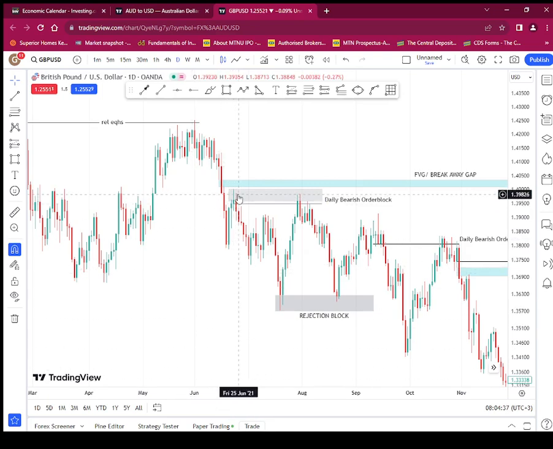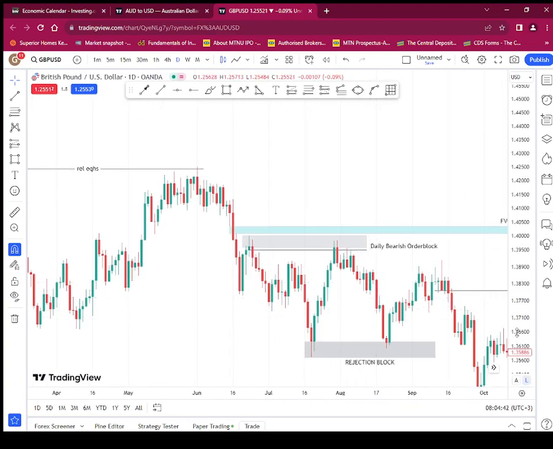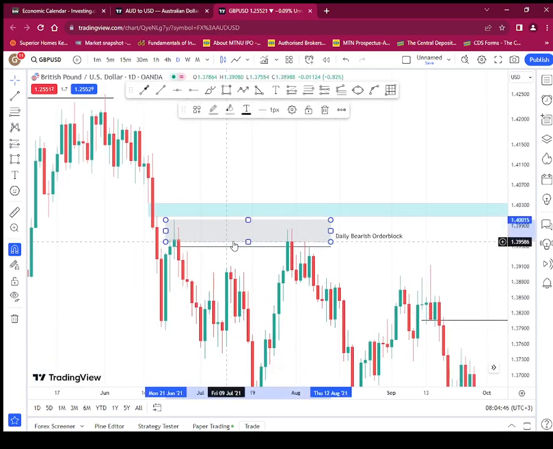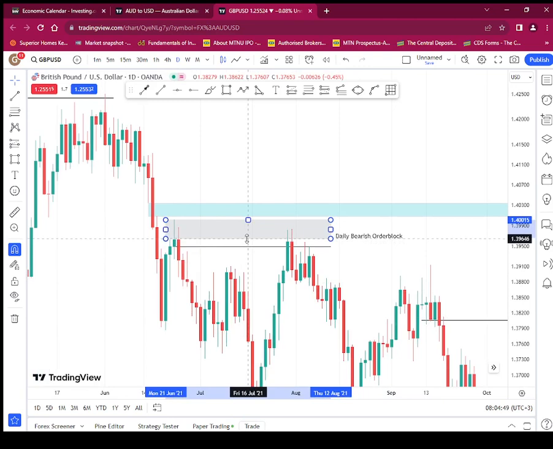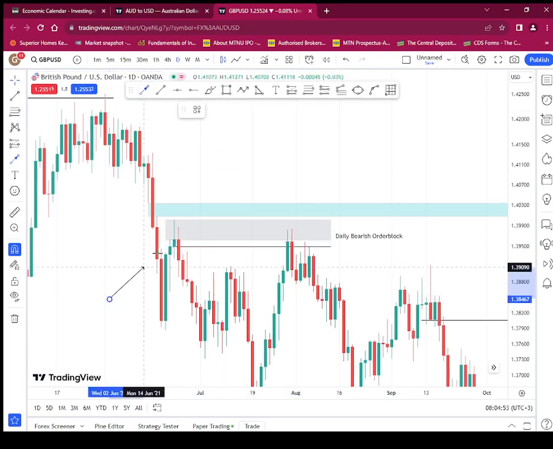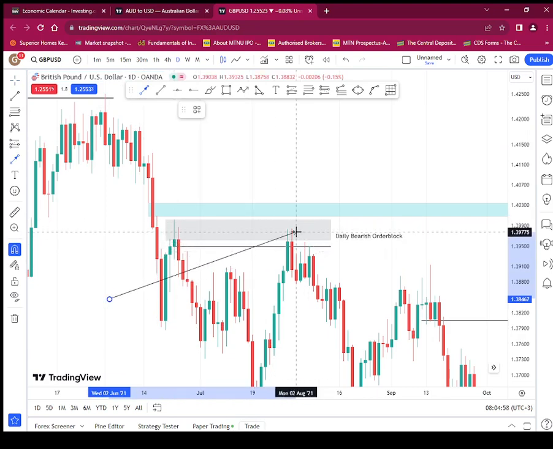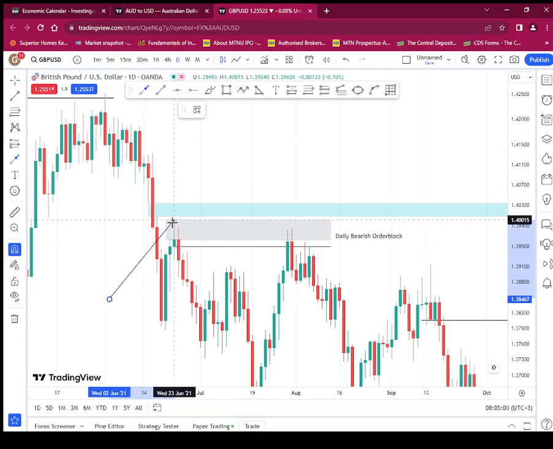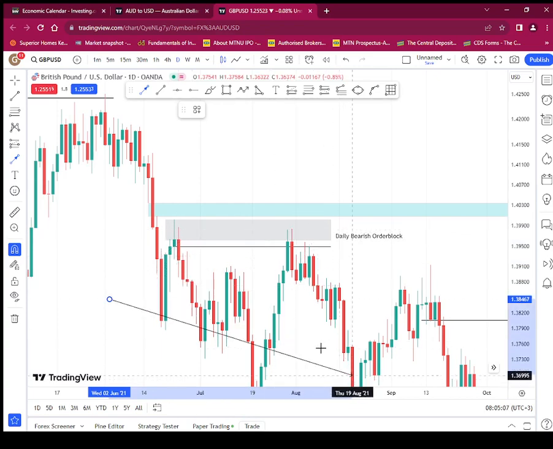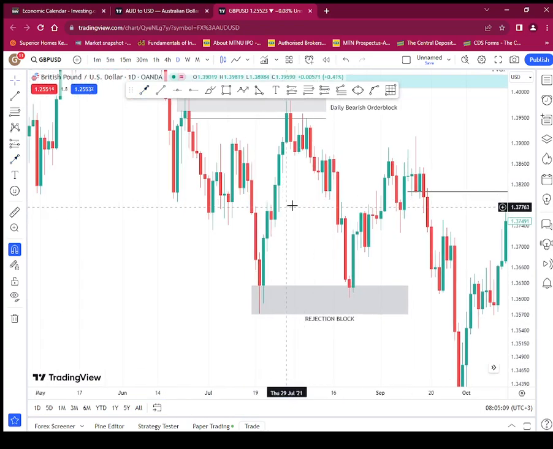So this was a rejection block because it got to the wick from the body of the candle. This is not even accurate, it should be something like that. So from the body of the candle to the wick of the candle, this market got rejected right here, and then it flew to the downside.